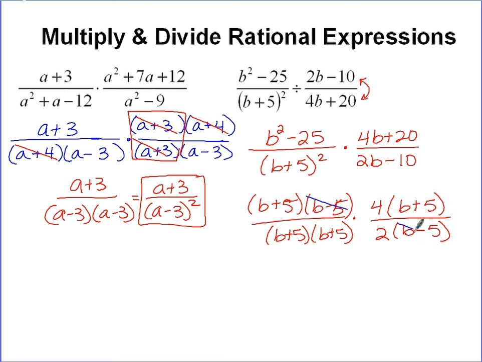I have a b minus 5 on the top and bottom. I have a b plus 5 on the top and bottom. I have another b plus 5 on the top and bottom, and I'm left with 4 over 2. 4 divided by 2 is 2, and so that is my final answer. So all of this junk up here actually just reduced down to 2.